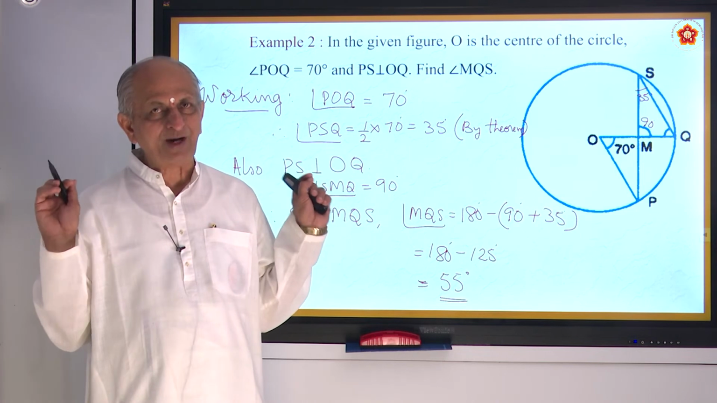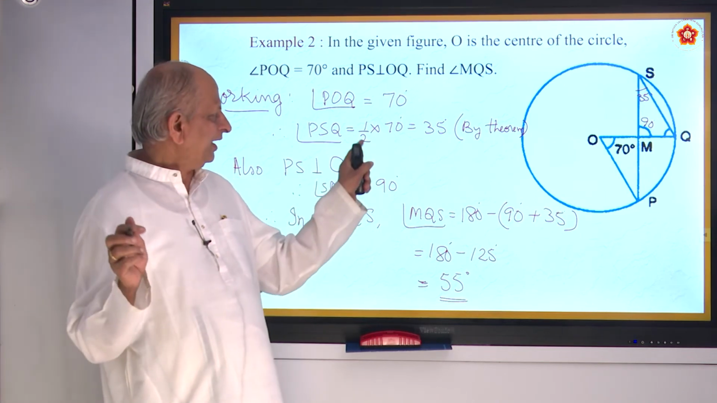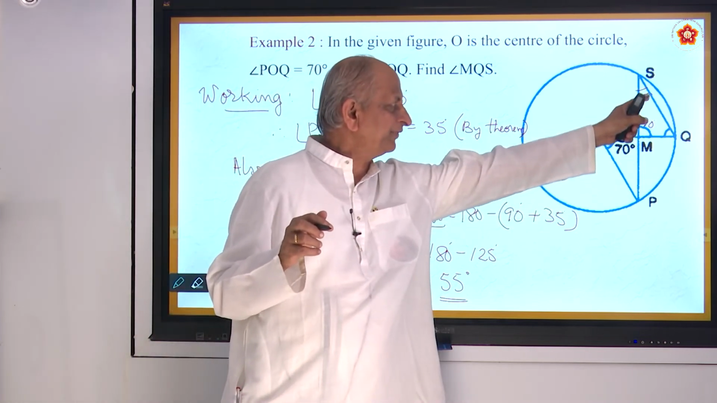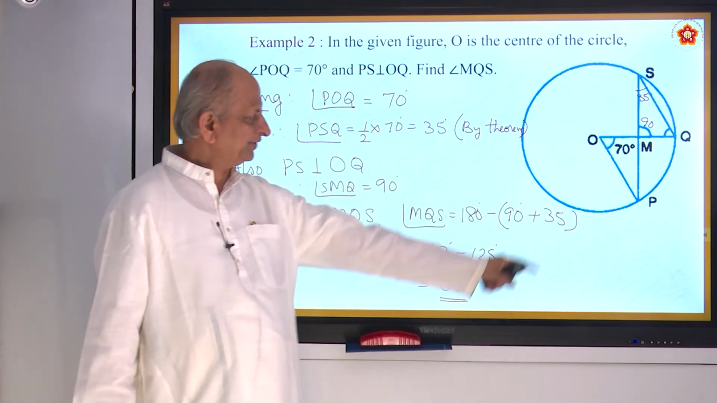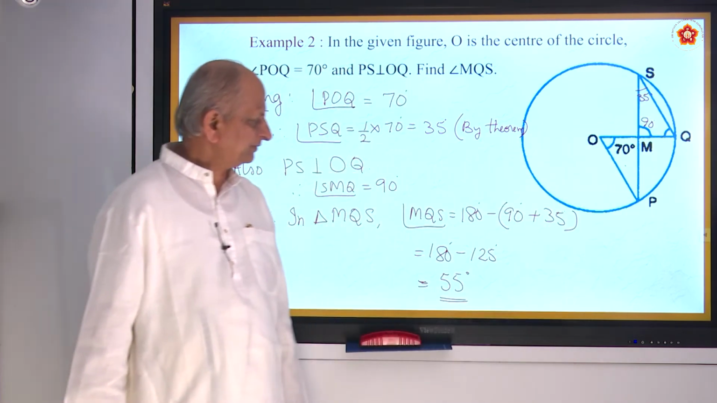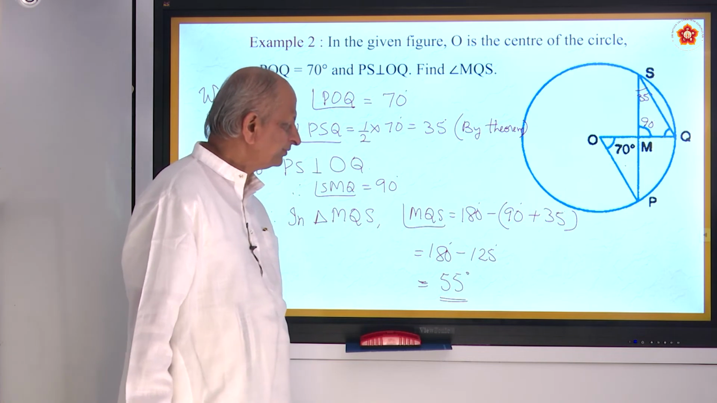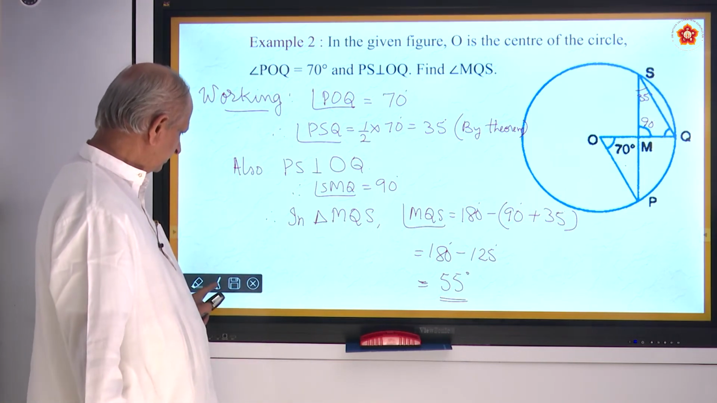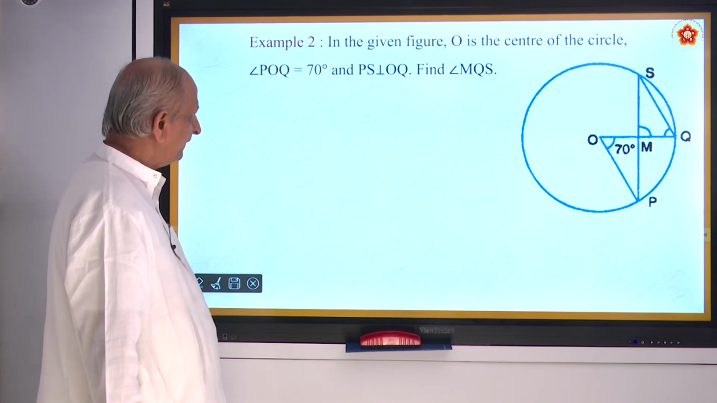Okay? It's a 2-mark question. And how did you get this? This is half of this. If this is 70, this becomes 35. And this is given as 90. So 90 plus 35 plus that 55. That becomes a complete triangle. Okay? Alright? Noted? Okay, very happy.